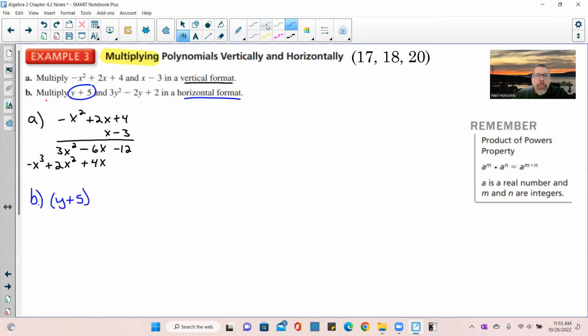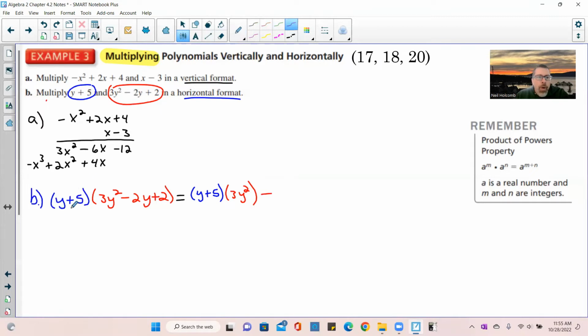And you multiply it by the second term, 3y squared minus 2y plus 2. And then we're going to distribute. So it's going to be y plus 5 times the first term. So it's y plus 5 times 3y squared. Okay, and then this is minus, so I'm going to put a minus here.